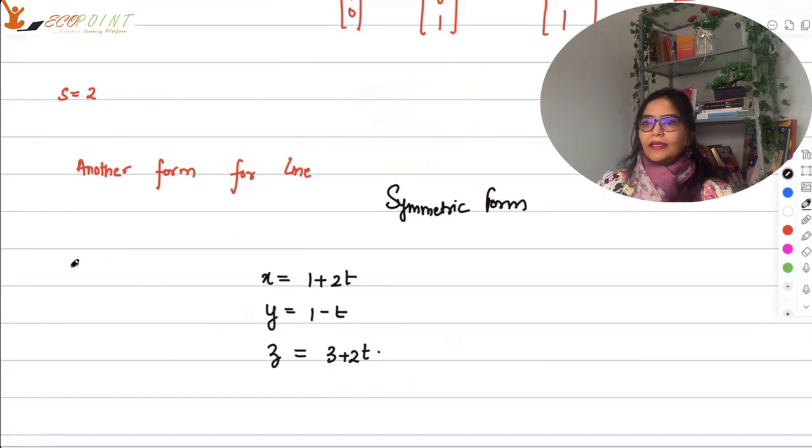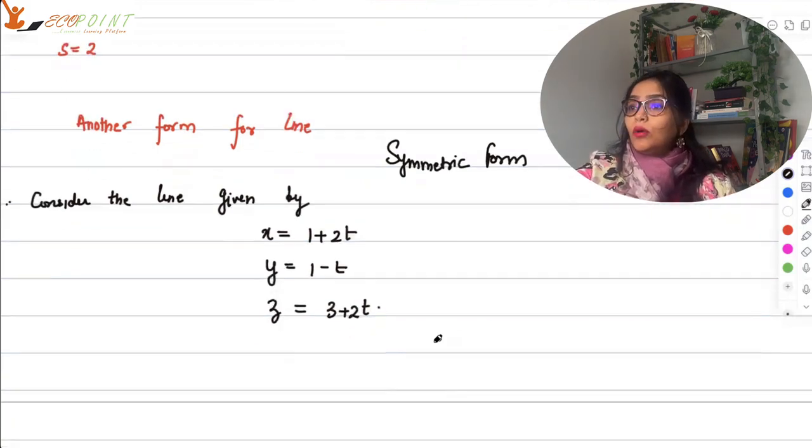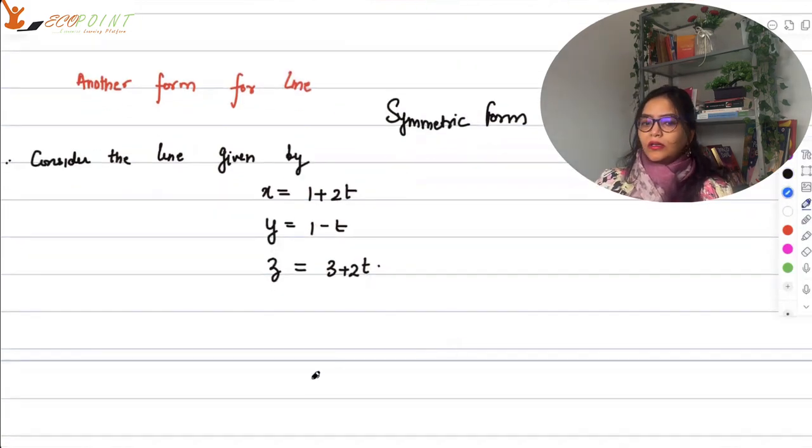Suppose this is the line given to you. Consider the line given by x equals 1 plus 2t, y equals 1 minus t, z equals 3 plus 2t. It's just your parametric form x, y, z written like this. Okay. Now we can solve each of these equations for t.